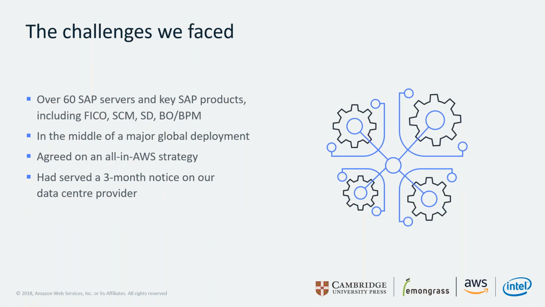We had over 60 SAP servers, and our key SAP products included FICO, supply chain, SD, and BOPPM. We are in the middle of a major global deployment. So when we started looking at this, we had deployed SAP to our US and UK centers. We were just kicking off our Iberia migration for Spain, Portugal, and we are still kicking off Asia and then Australia for next year as well. So we chose to do this in the middle of a big global rollout.